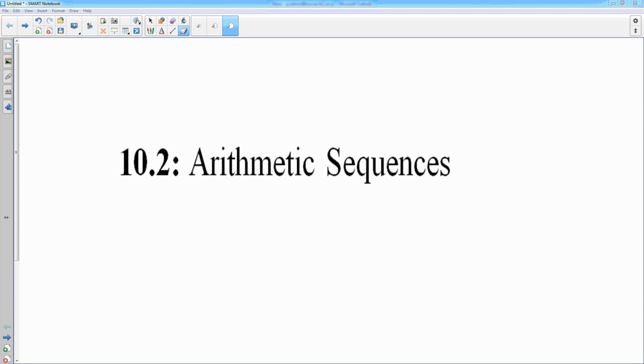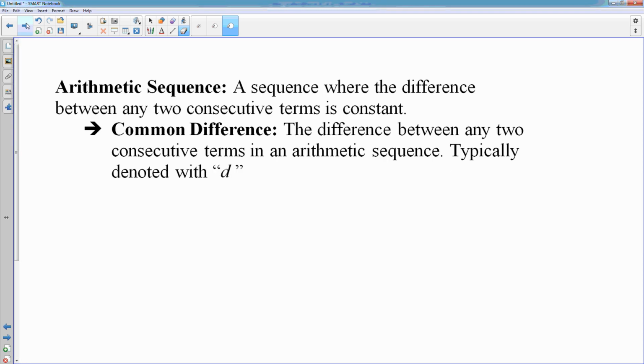Okay, let's look at arithmetic sequences. It's our next venture into the sequences and series chapter. An arithmetic sequence is simply a sequence where the difference between any two terms is always the same. What you're doing with arithmetic sequences is adding the same thing every time to get to the next term, or subtracting the same thing. And whatever it is that you are either adding or subtracting is known as your common difference.